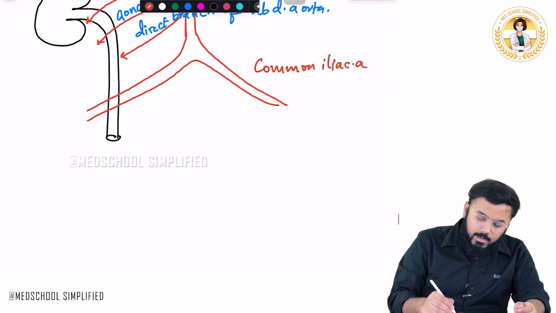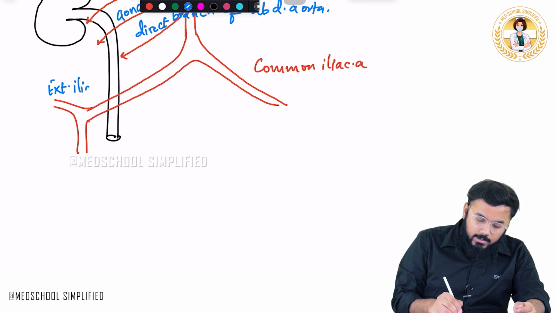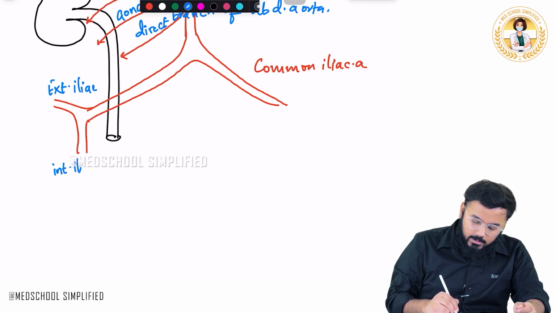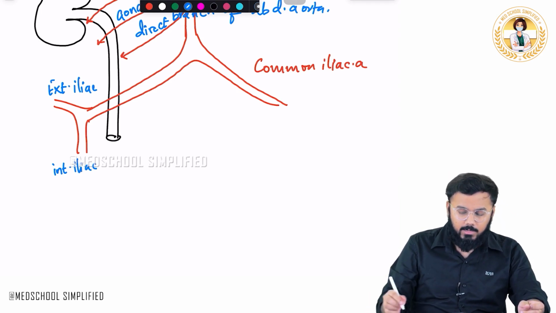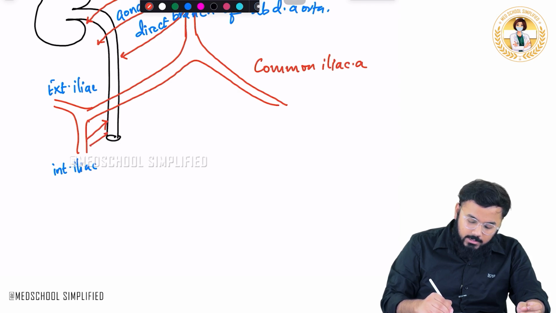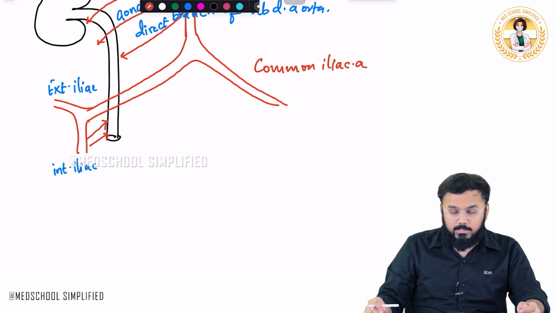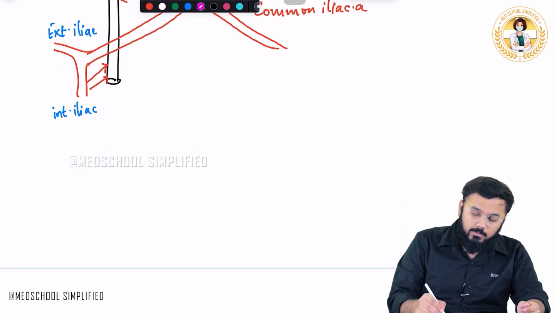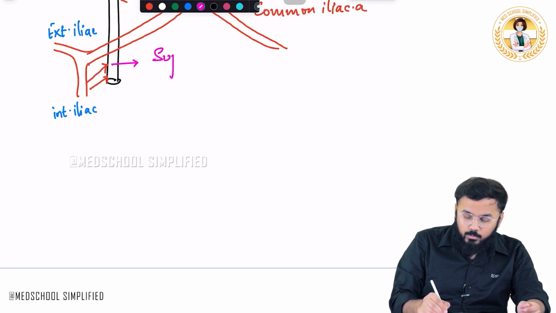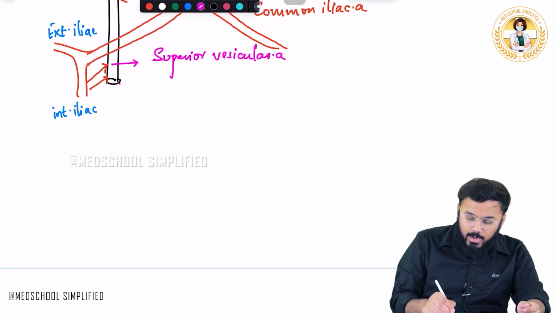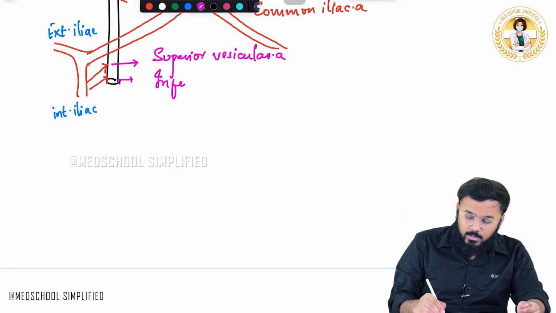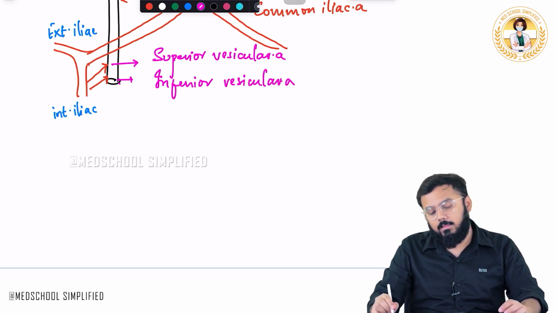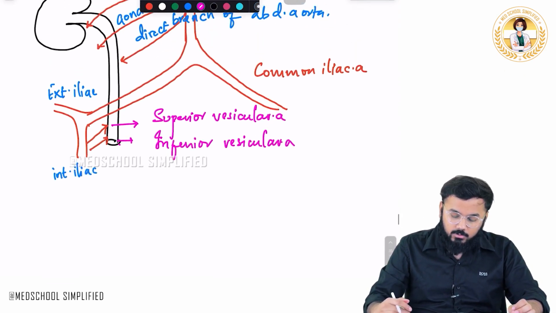After that, these common iliacs divide into two more branches, as I told you. What are these two branches? This is called the external iliac and this is called the internal iliac. This internal iliac gives branches like this to the ureter, to the complete distal end of the ureter. What are these two branches? This branch over here is called the superior vesical artery, and below that another artery is called the inferior vesical artery. So these are the two branches.